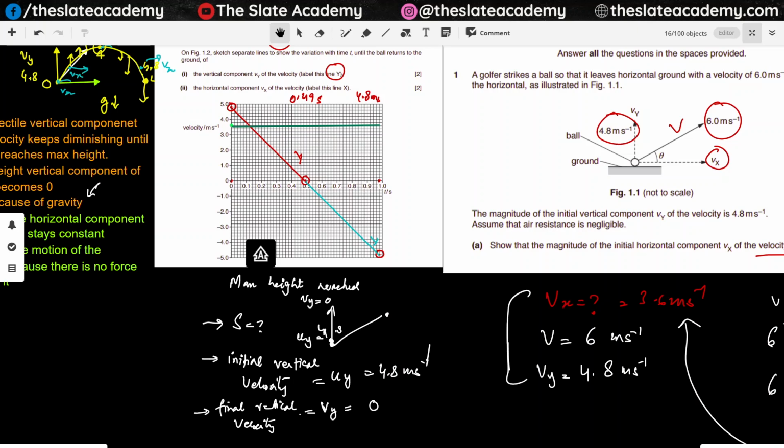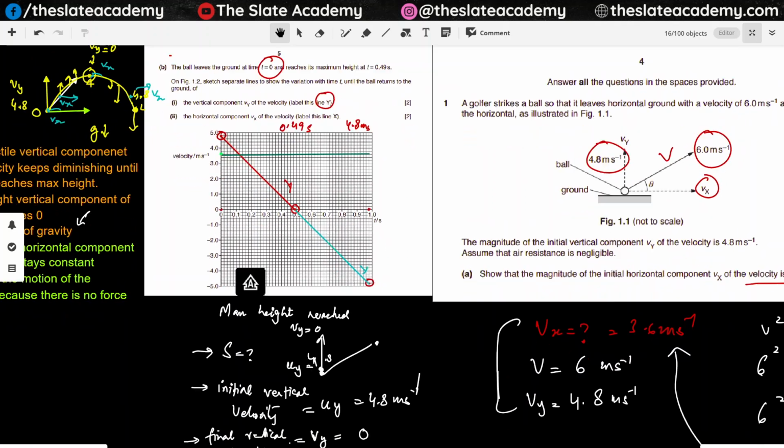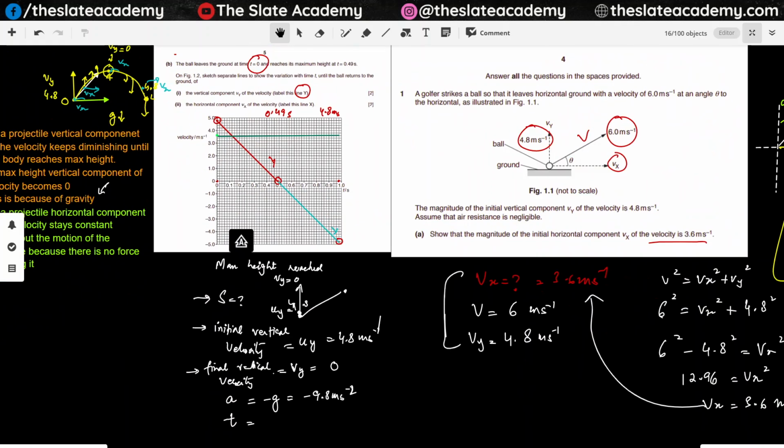One thing I know, A will be equal to negative g because the body is going upwards. So A will be minus 9.8 meters per second squared. Also, I know the time it takes to reach the maximum height, that was given in the previous part. We were told that it reaches the maximum height in 0.49 seconds. So I'll have t as well, which is 0.49 seconds.